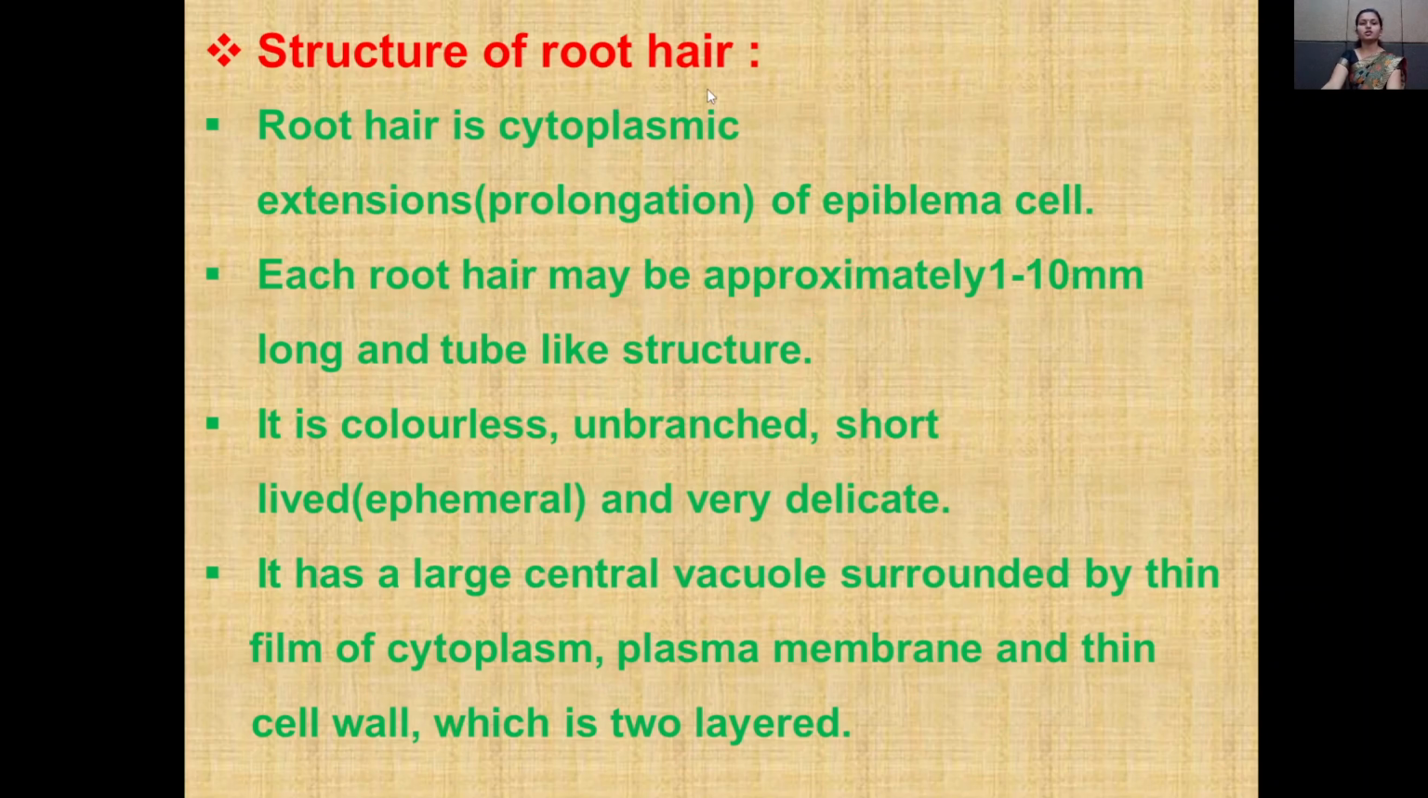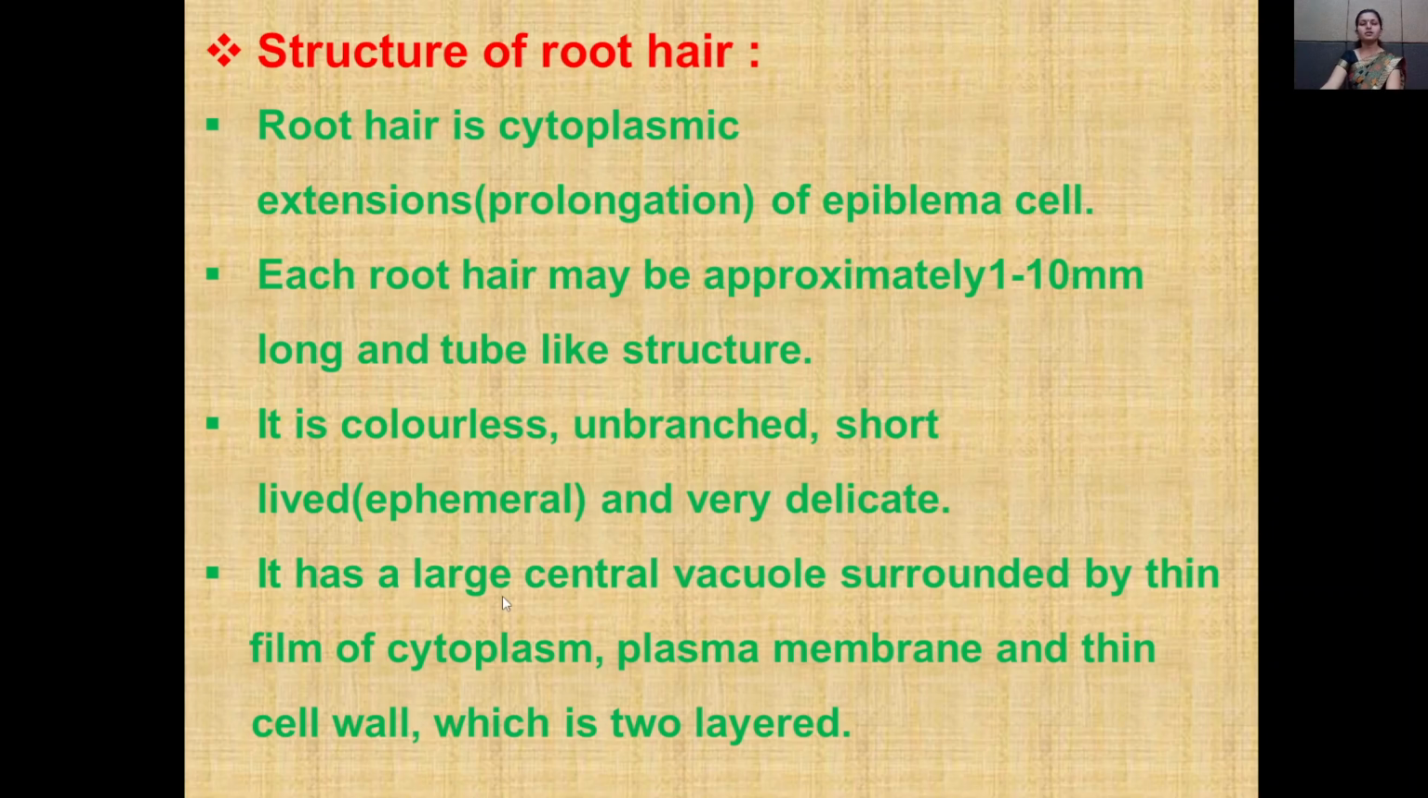The next point is the structure of the root hair. A root hair is a cytoplasmic extension or prolongation of epiblema cells. Each root hair may be approximately 1 to 10 mm long and is a tube-like structure. It is colorless, unbranched, short-lived, and very delicate. Root hairs are very sensitive, delicate organs of the root.